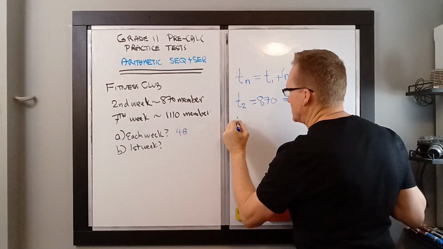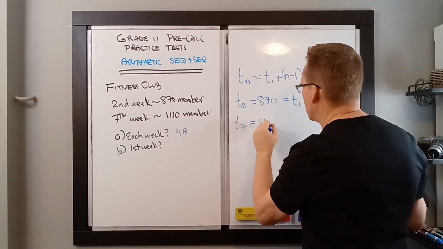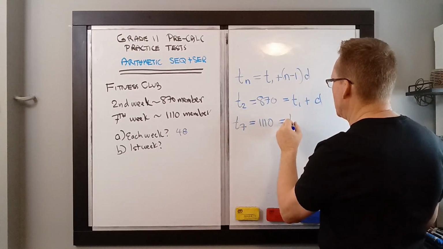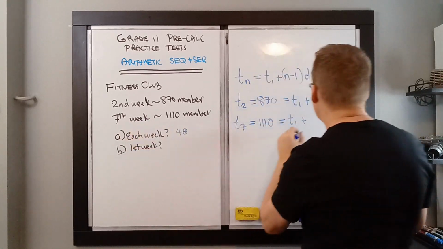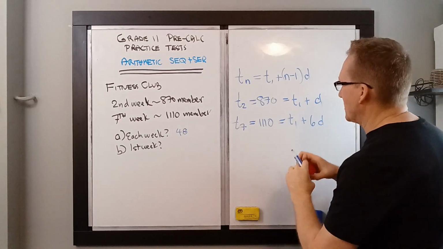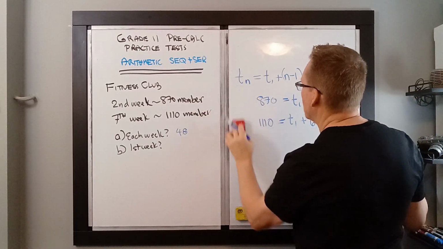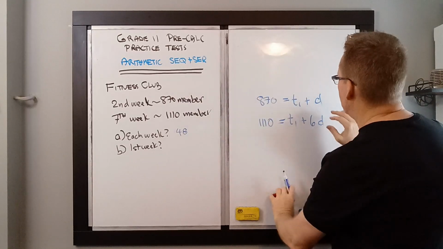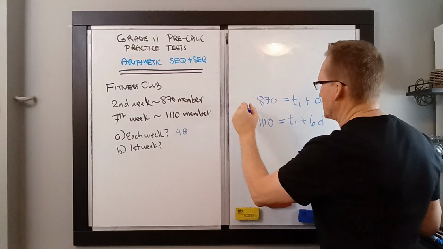Then we go to T7. We know this is 1,110. And that's equal to T1, just like this formula, plus 7 minus 1, which is 6, times D. Now we have 2 formulas here. I'm going to erase some of these things that don't mean anything here. So now we have 2 equations with 2 unknowns. Equation number 1, equation number 2.